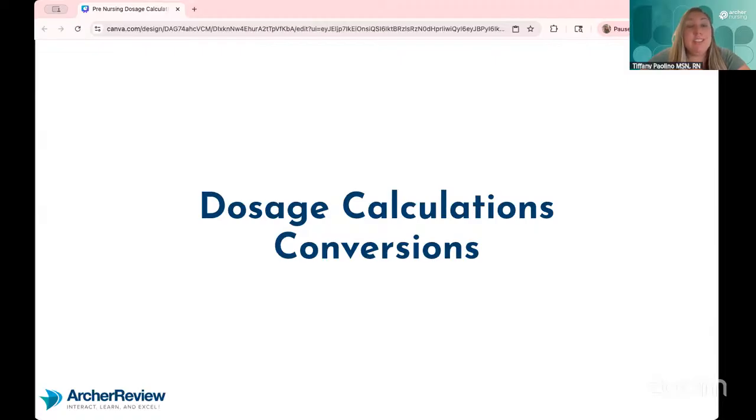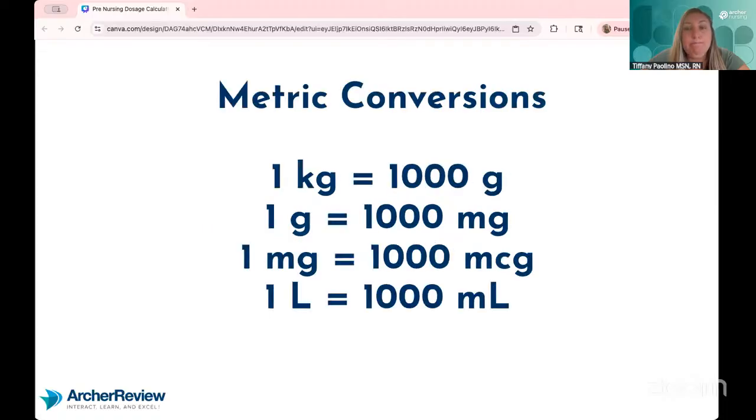Dosage conversions, there's a lot. And what I want you to do is understand them rather than just memorize. So, really, metric conversions are number one. We use this so much in nursing. 1 kilogram is 1,000 grams. Not listed here is 1 kilogram is approximately 2.2 pounds as well.